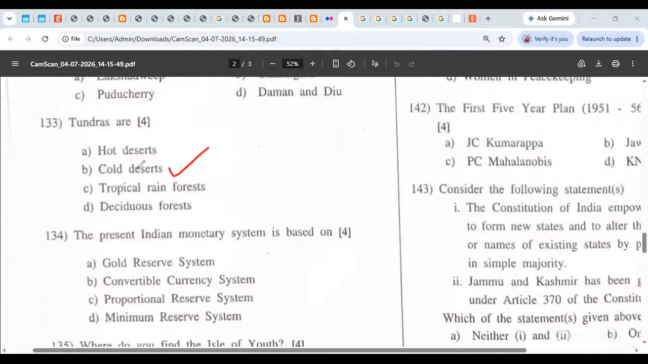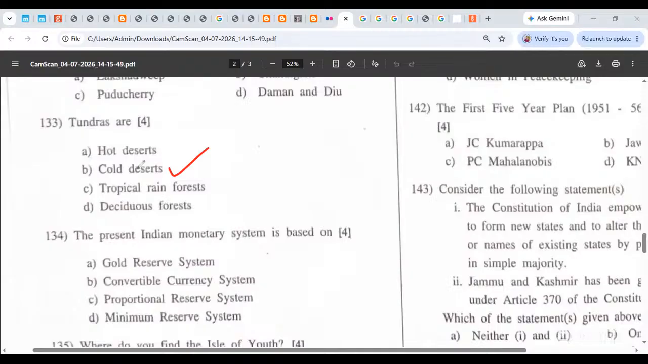It is very, very arid, meaning it has very little moisture, very little water vapor, very little humidity. That is what you are saying when you're talking about deserts. So tundra will be classified as a cold desert.